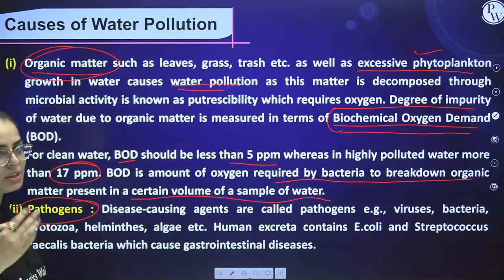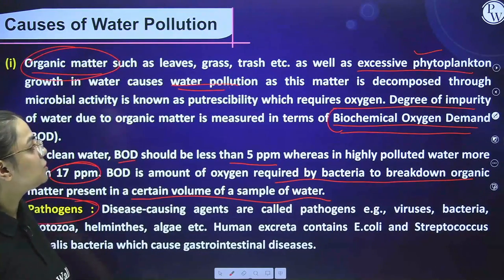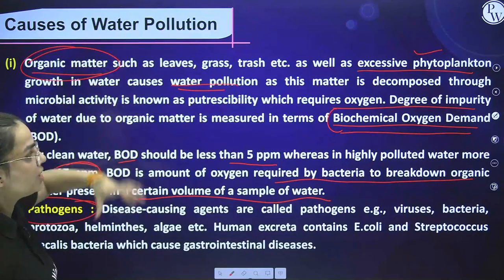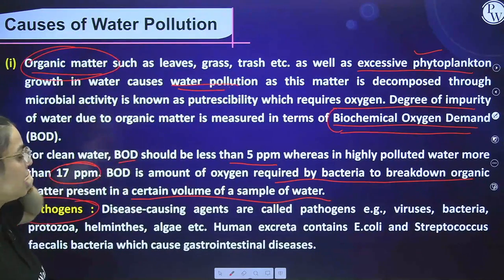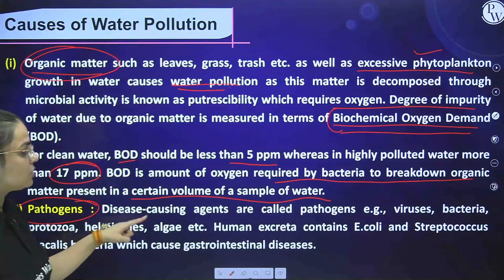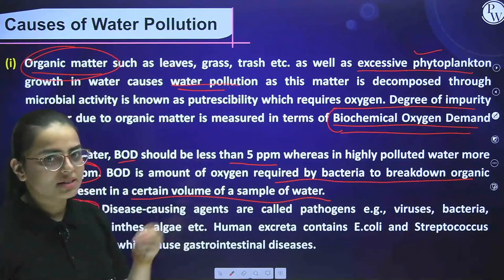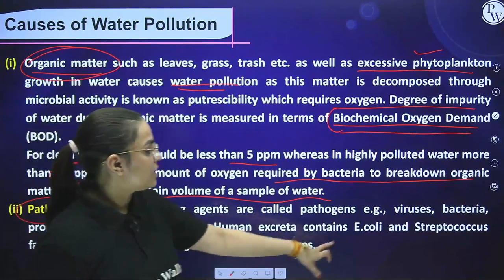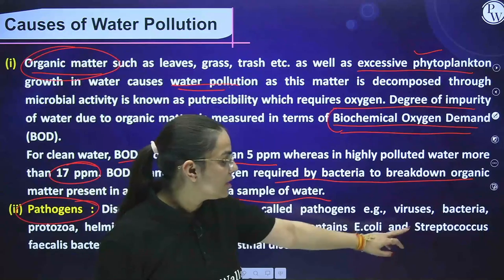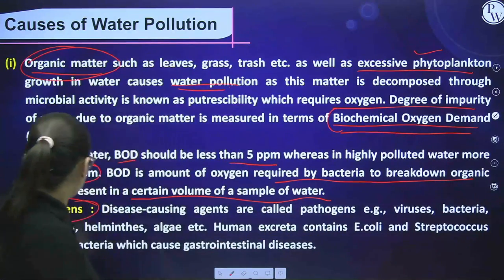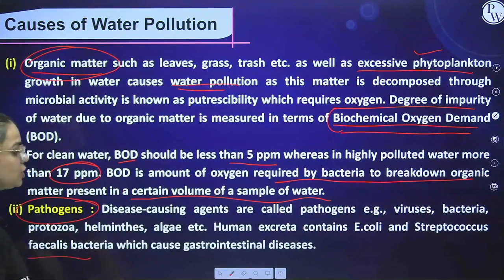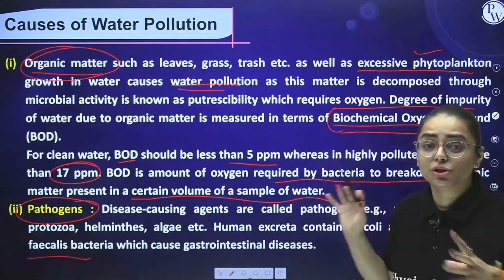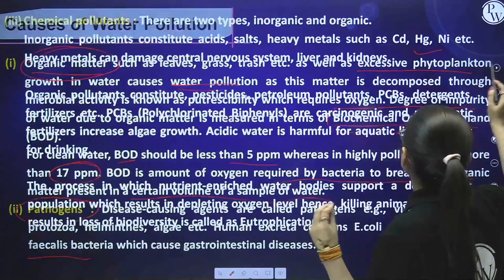This, for example, leaves, trash, all of these, as well as the excessive phytoplankton that has been growing in the water, which causes water pollution. Now comes pathogens. Disease-causing agents are called pathogens, for example, virus, bacteria, fungi, protozoa, algae. Human excreta contains E. coli bacteria and Streptococcus bacillus bacteria, which cause gastrointestinal disease. There are a lot of diseases being caused due to these pollutions, which adversely affect our health.